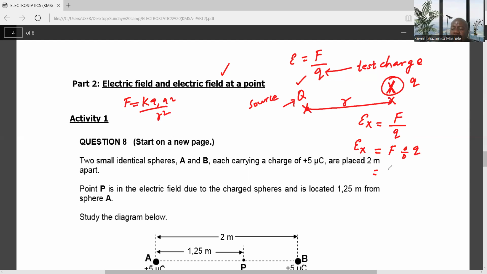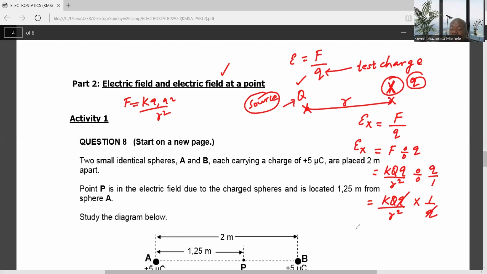Since we have two charges, the source and the test charge, this will be k times the source times the test charge over the square of the distance between them. Then we divide by the test charge over 1. Now we change division to multiplication, so we have this times 1 over q. So the q will actually cancel. You see that we have divided out the test charge.